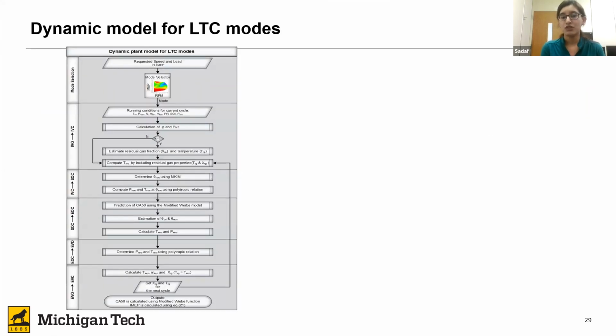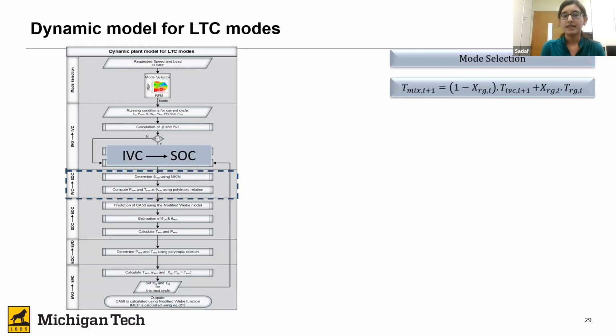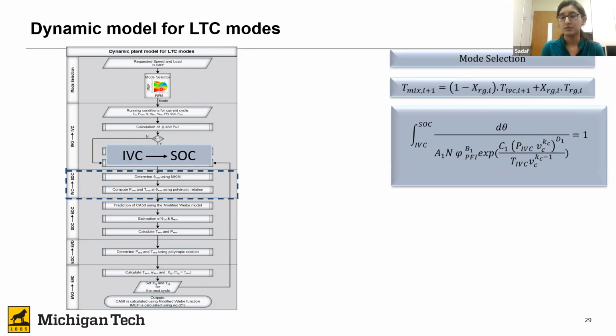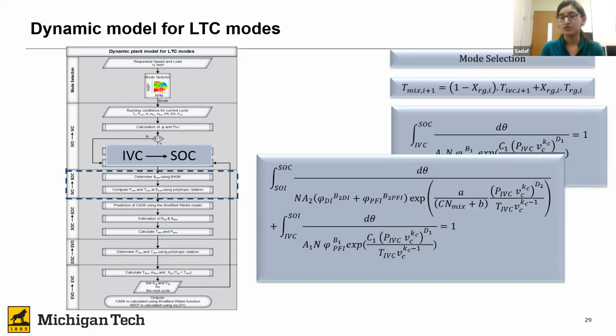First of all, based on the requested indicated mean effective pressure and engine RPM, the mode selector selects the mode specific to the least brake specific fuel consumption. Can you please click? The engine is modeled by modeling all the engine cycle events, starting from the intake valve closing. The thermodynamic states are estimated by estimating the residual gas fraction and residual gas temperatures, and the pressure and temperature at intake valve closing are estimated.